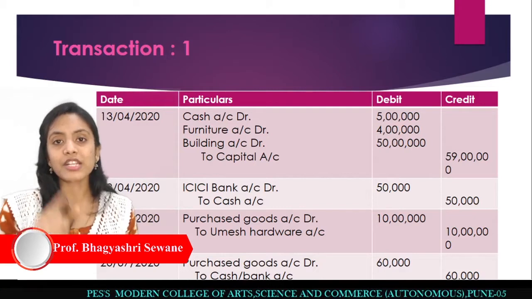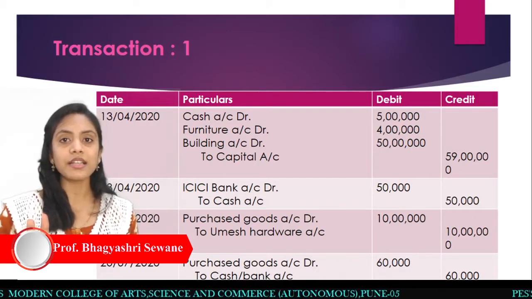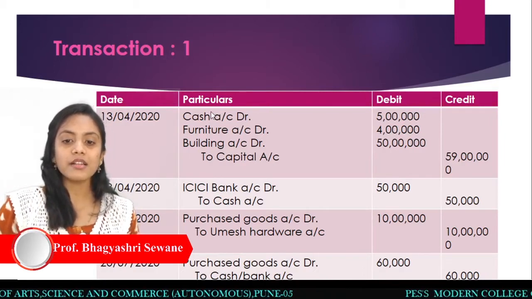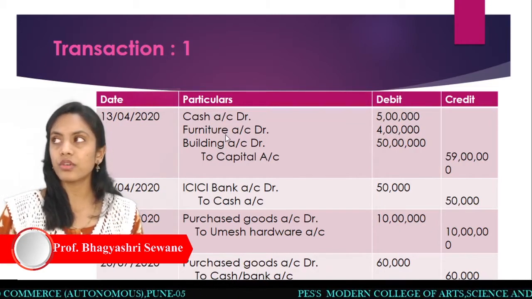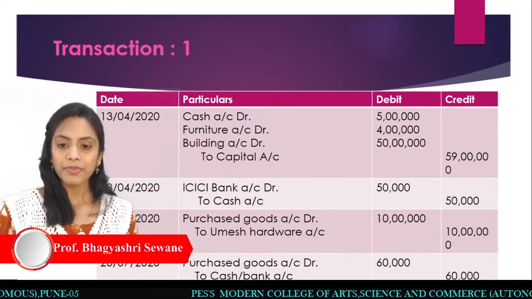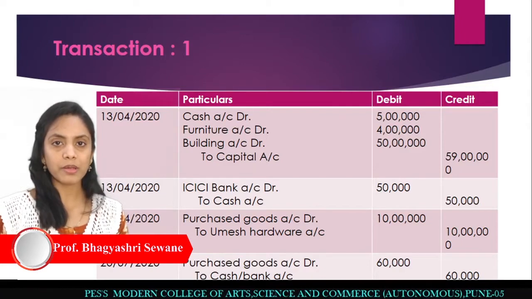But in case of ledgers, only two ledgers Tally has given us by default. That is cash and profit and loss account. So the cash account was already there, so we don't have to create a cash account. We just have to create a furniture account and a capital account over there. So furniture account, building account and capital account, these three ledgers we are going to prepare in Tally.